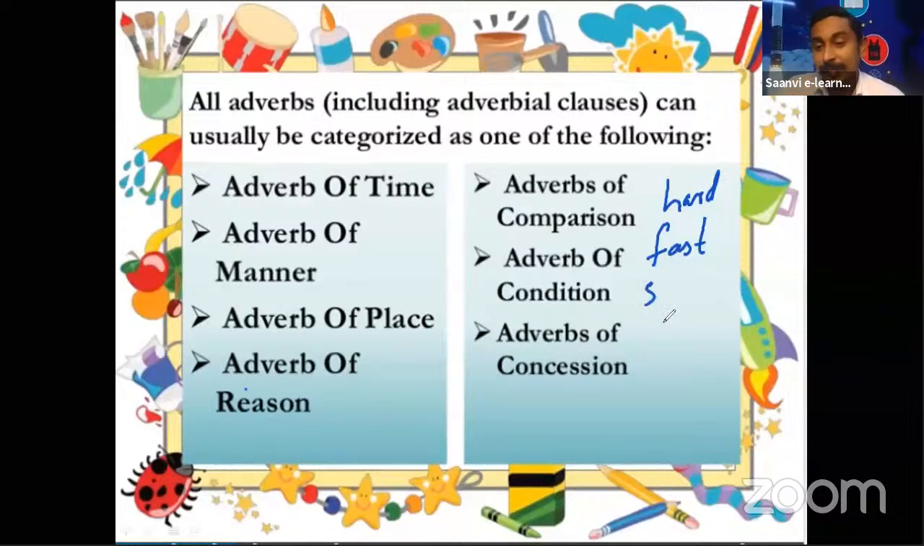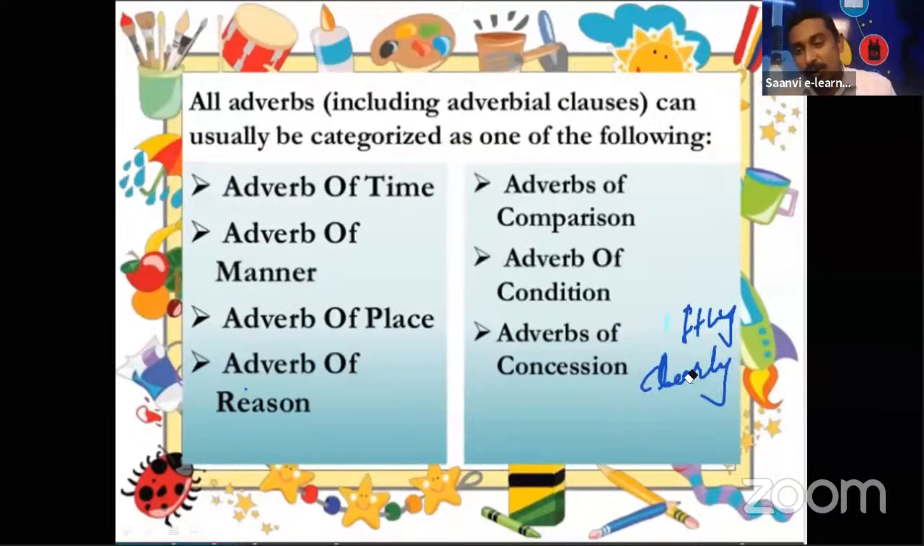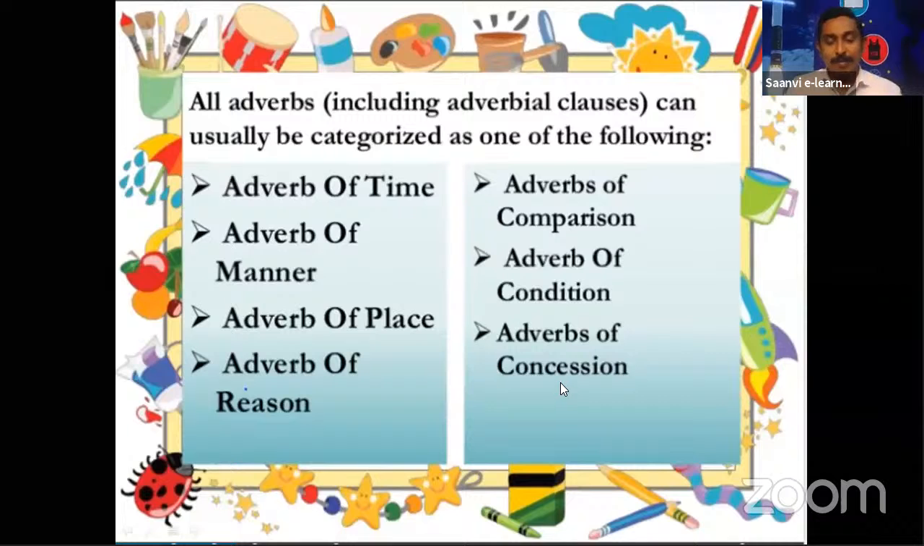Slowly, softly, beautifully, clearly. These are all adverbs. These all show how an action is done. So adverbs or adverbial clauses can be classified into the following categories: adverb of time, adverb of manner, adverb of place, adverb of reason, adverb of comparison, adverb of condition, adverb of concession. Let's see one by one.